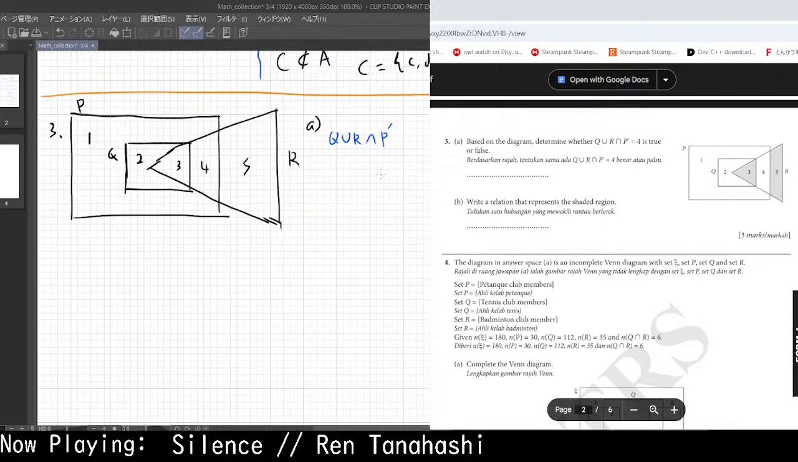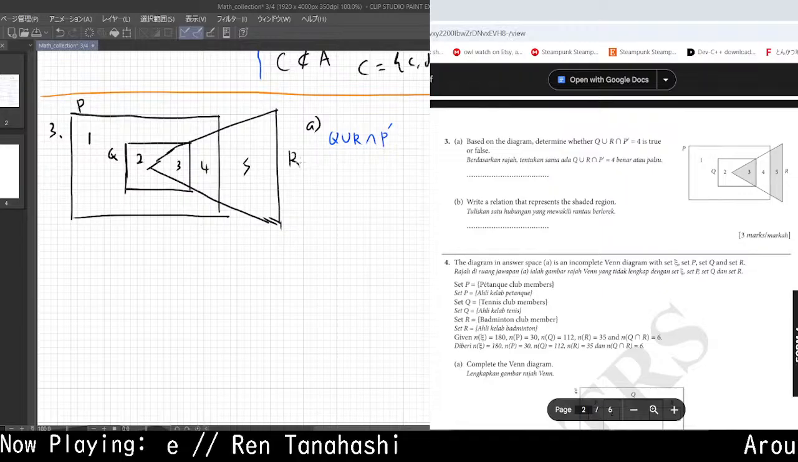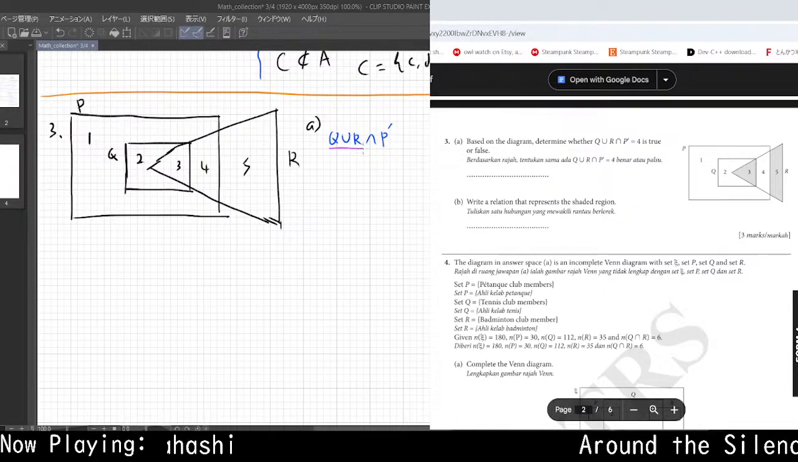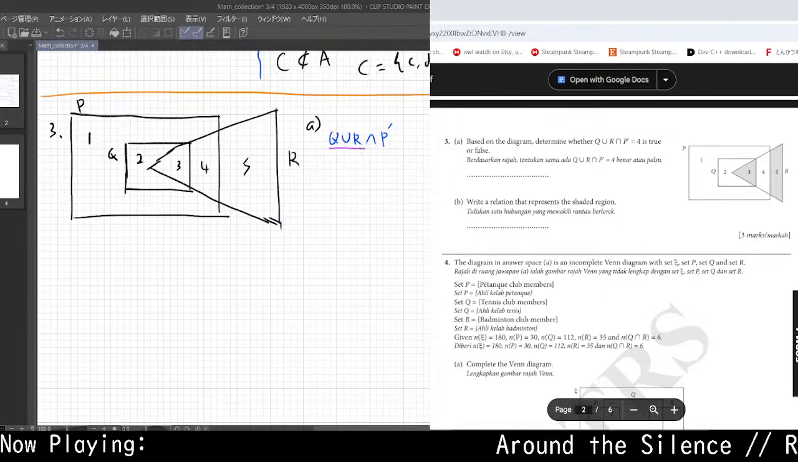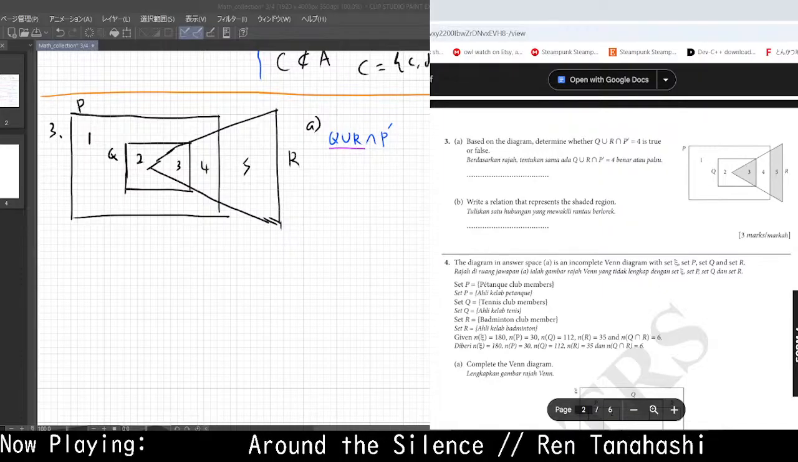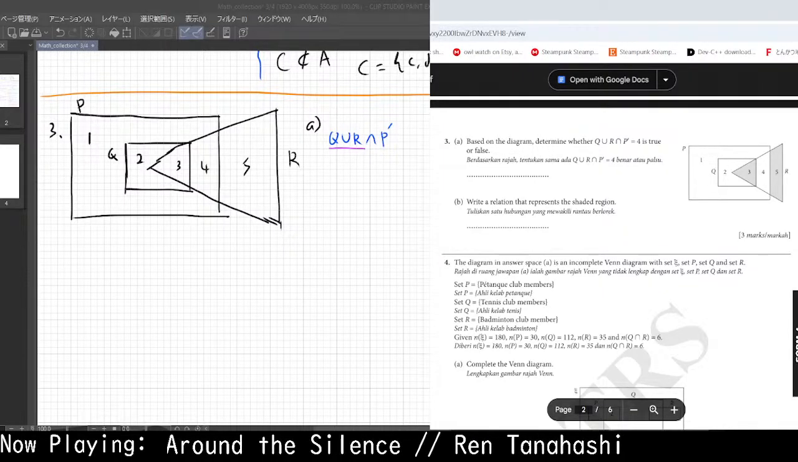So okay, Q union R and P prime. Your Q union R is okay. Let's take a look at it. I'll highlight this purple. Wait, let me double check. Is the stream running? Yeah, the stream is running. Is the stream running over here? Excellent connection, good.